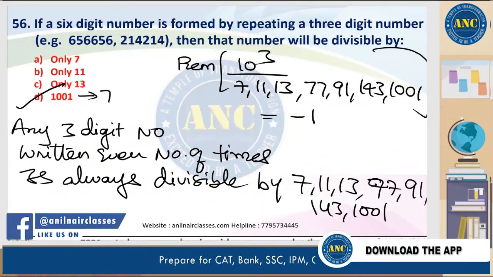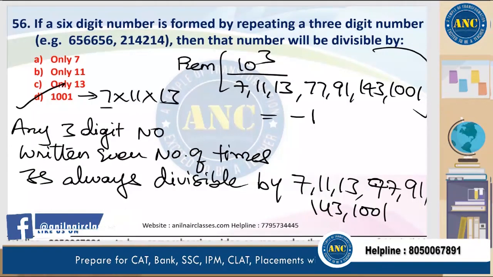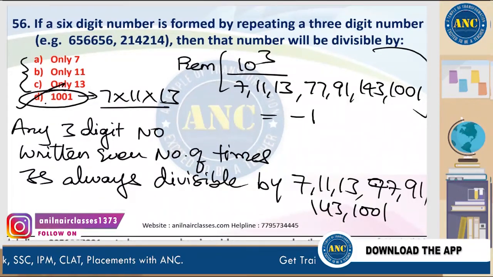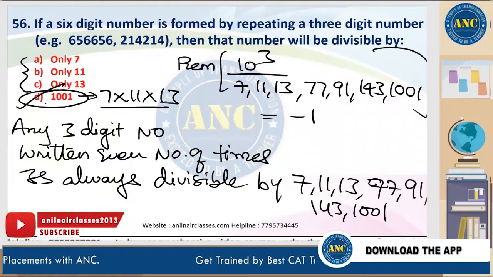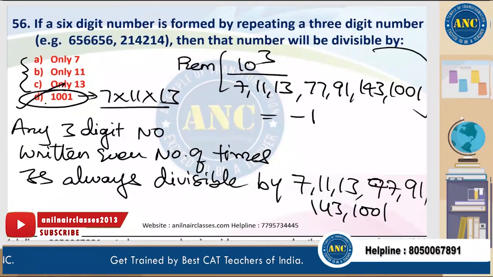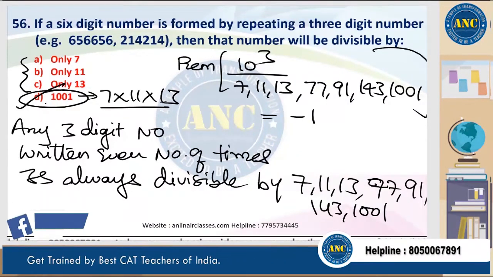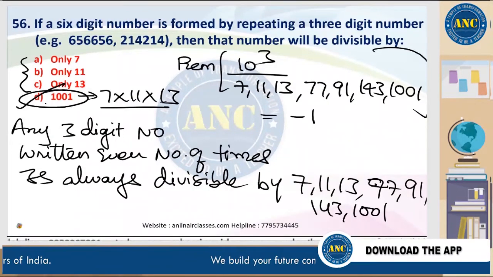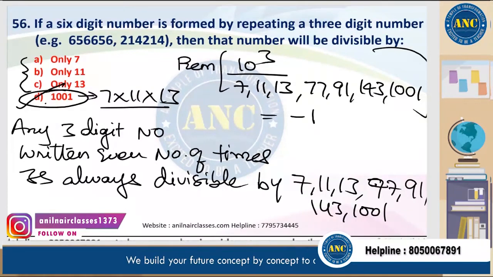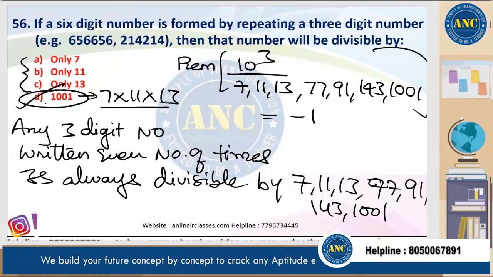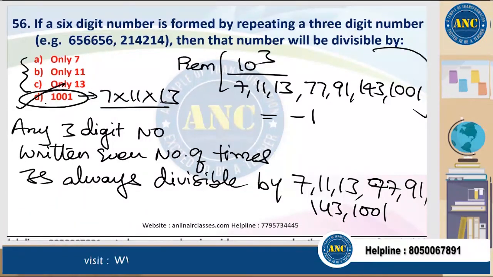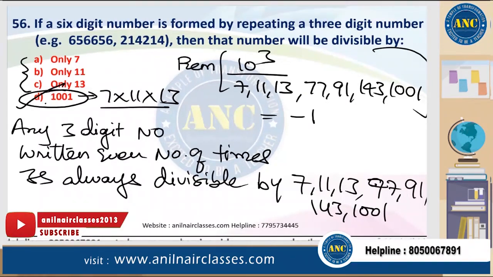Why? Looking at the question itself, you can say 1001 is 7 into 11 into 13. If this is right, all the three will also be right. Any 3-digit number written even number of times is always divisible by 7, 11, 13 and its multiples.